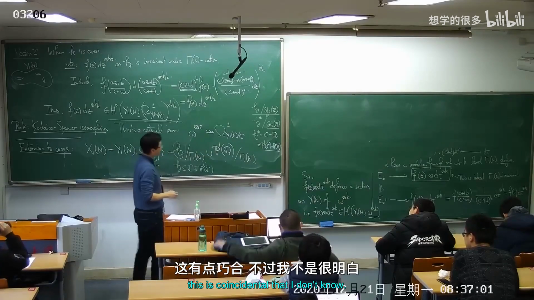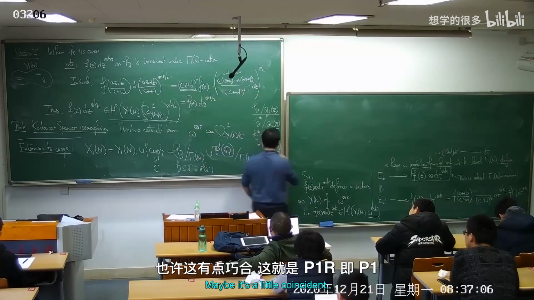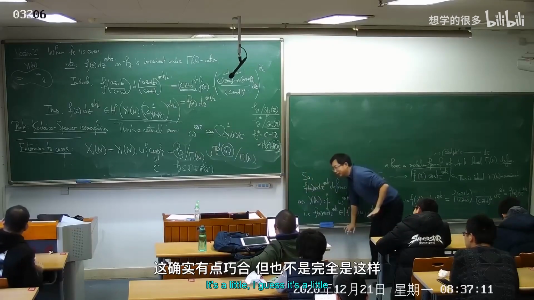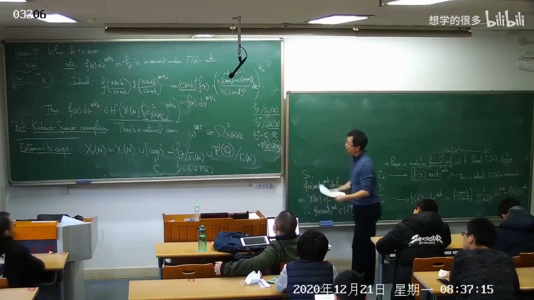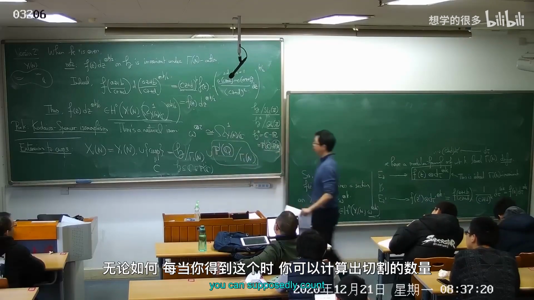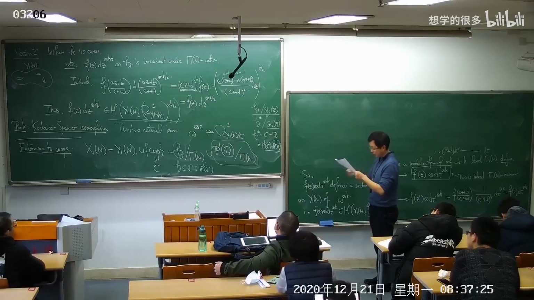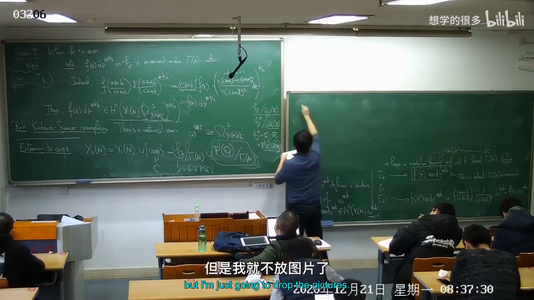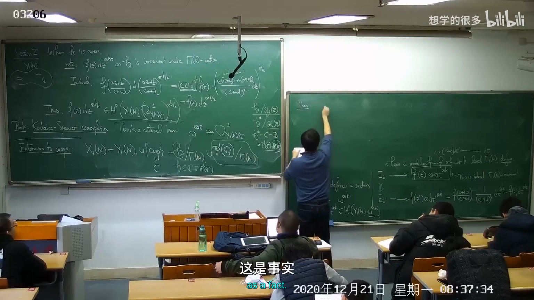I can't quite say this is coincidental that this is P1(R) and this is P1(Q). Maybe it's a little coincidental, not entirely. In any case, whenever you're given this, you can supposedly count the number of cusps you have to add to this picture. But I'm just going to draw some pictures as a fact.